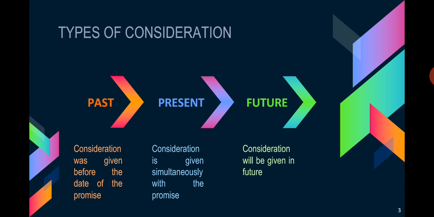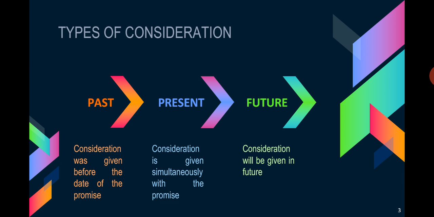Whereas when you talk about present consideration, the name itself suggests that such consideration is given by both the parties simultaneously when the promise is delivered. So when the consideration for the promise is given simultaneously with the promise made by the other party, it is considered to be present consideration. It arises where there is a promise, for example, to pay for the goods which are sold and delivered immediately.